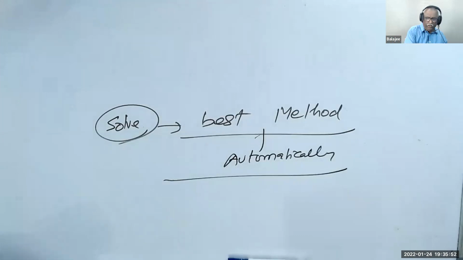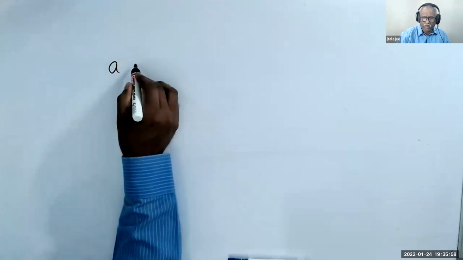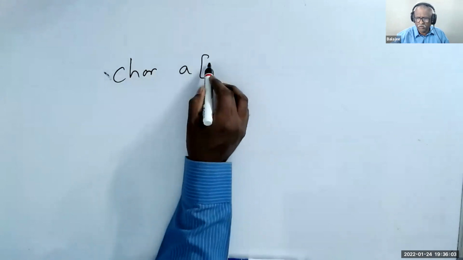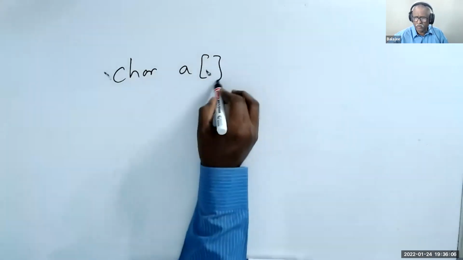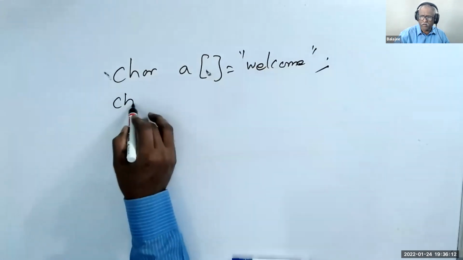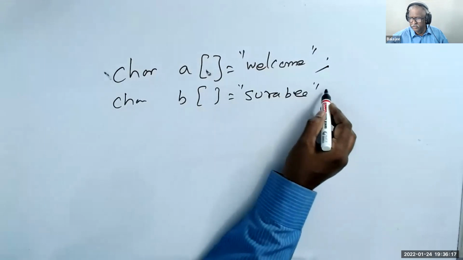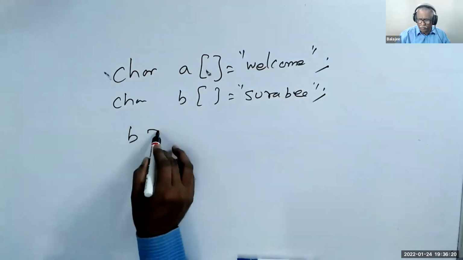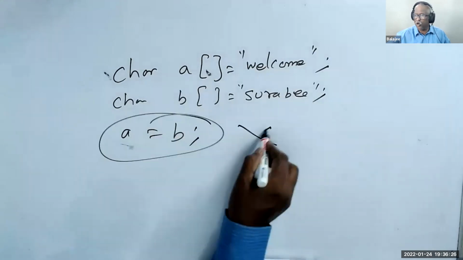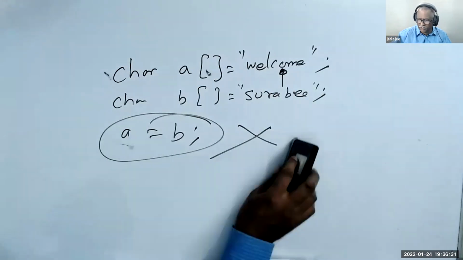So once again, I'm telling you, remember this, it is very, very important. I have a string called character A of, sorry, there are two strings. You cannot do A is equal to B. This is wrong. You cannot move a string to a string. That is not possible in C. Please remember that.